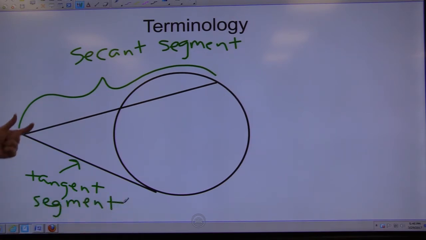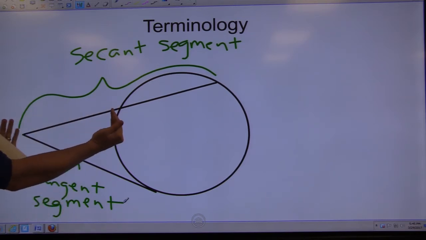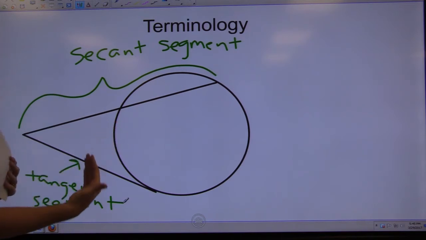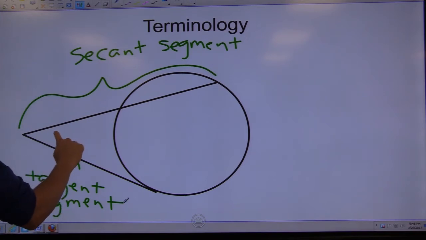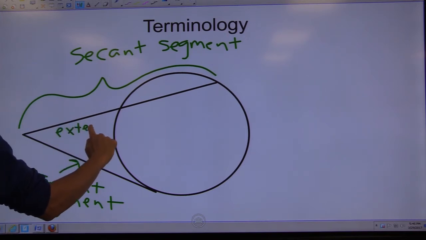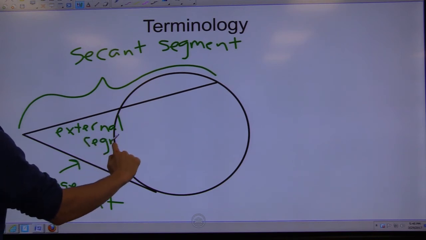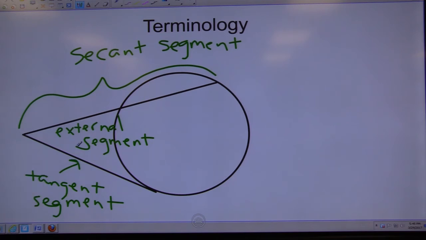Okay. And then the last thing, guys, we have this piece of this secant segment. I want to talk about what that's called, and it should make sense here. It's called the external segment. It's the external part of the secant segment. So this right here is the external segment. All right, so that's what we have.